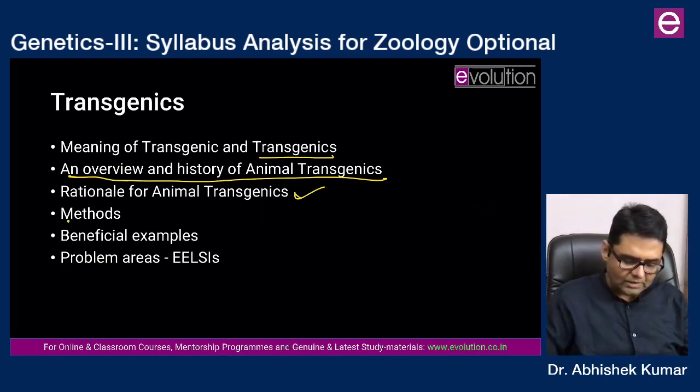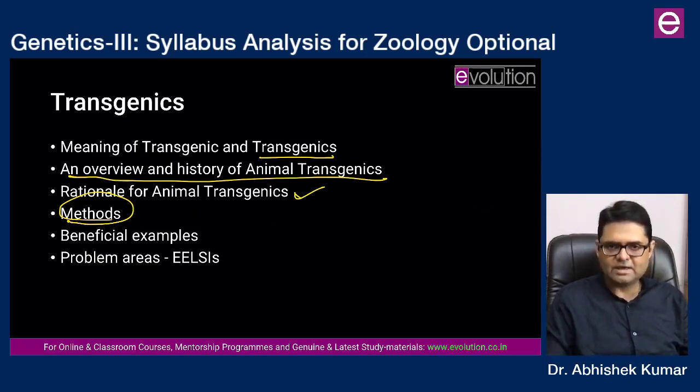Then, what are the methods? How do we transfer a foreign gene of interest into an animal? Do we manipulate the gametes? Answer is yes. Do we manipulate the early pro-embryo? Answer is yes. Do we manipulate a little later embryo, say the embryo that is in the pre-blastula stage? The answer is yes. Even pre-blastula embryos are manipulated. All of these are different methods of producing transgenic animals.